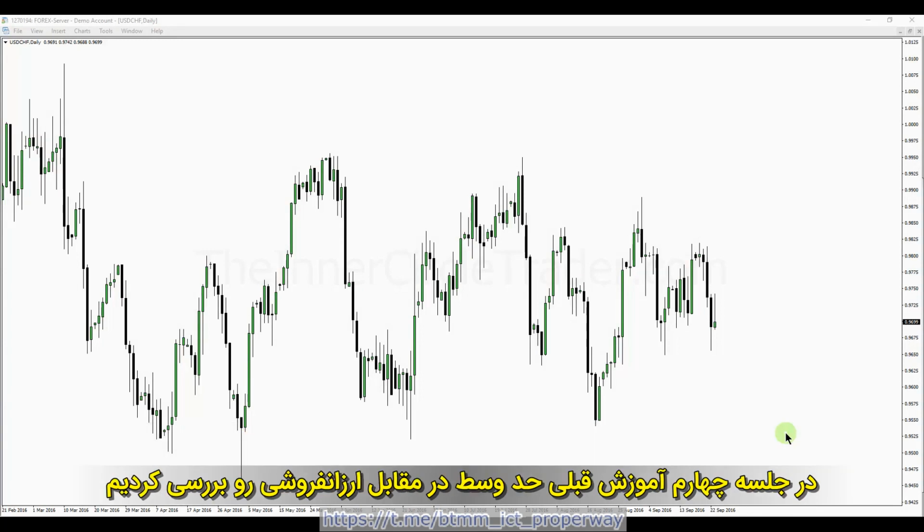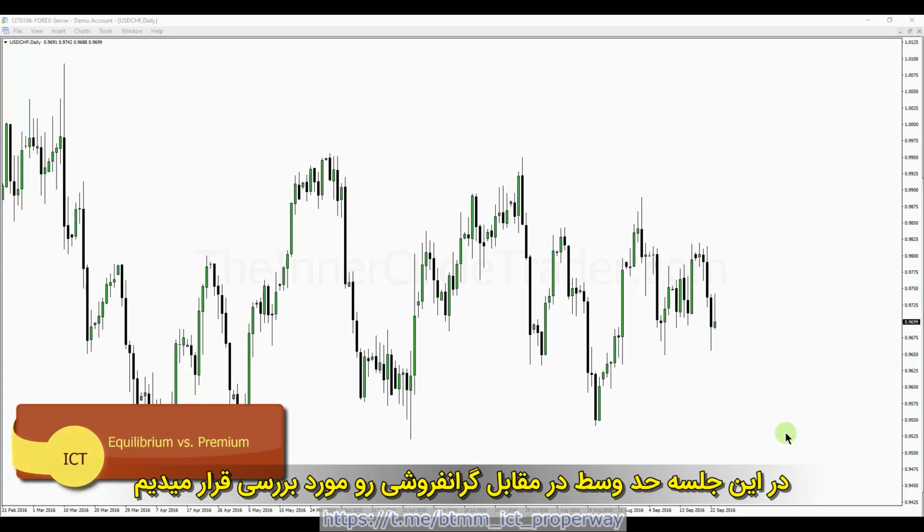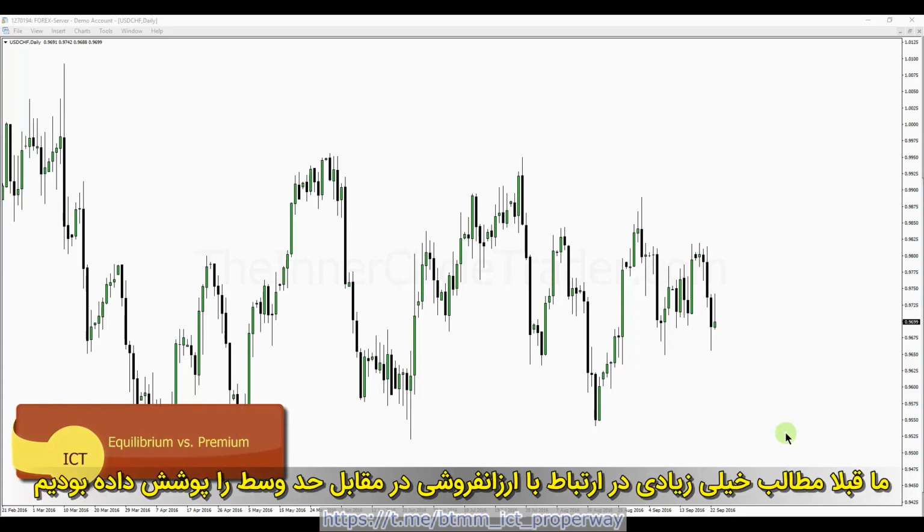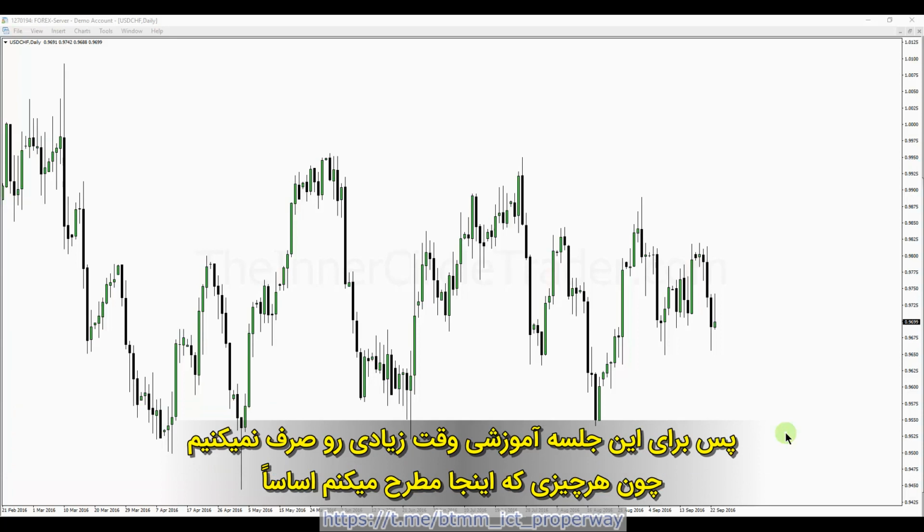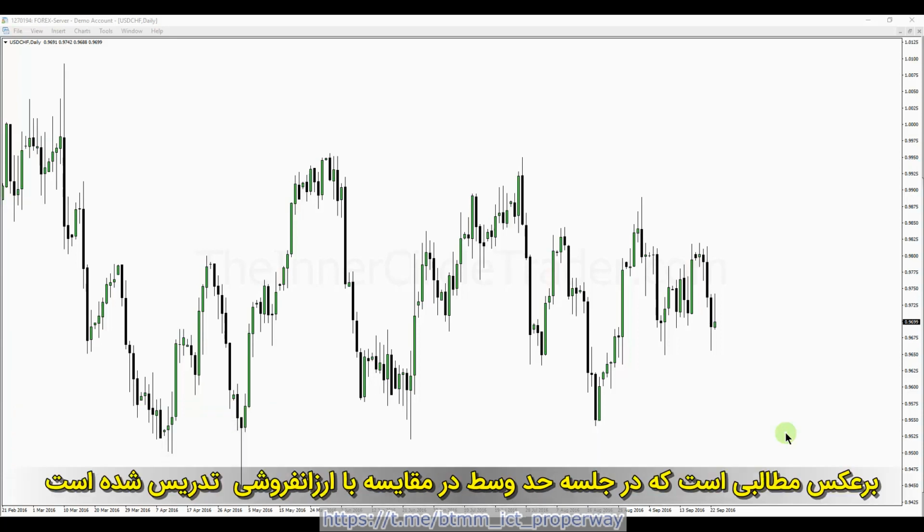The previous tutorial, in session 4, we looked at equilibrium versus discount. This session, we're going to be looking at equilibrium versus premium. We went through a great deal of content in regards to discount versus equilibrium, so we won't have to spend so much time with this tutorial, because everything we're showing here is basically diametrically opposed to what you would expect to see in the equilibrium versus discount teaching.